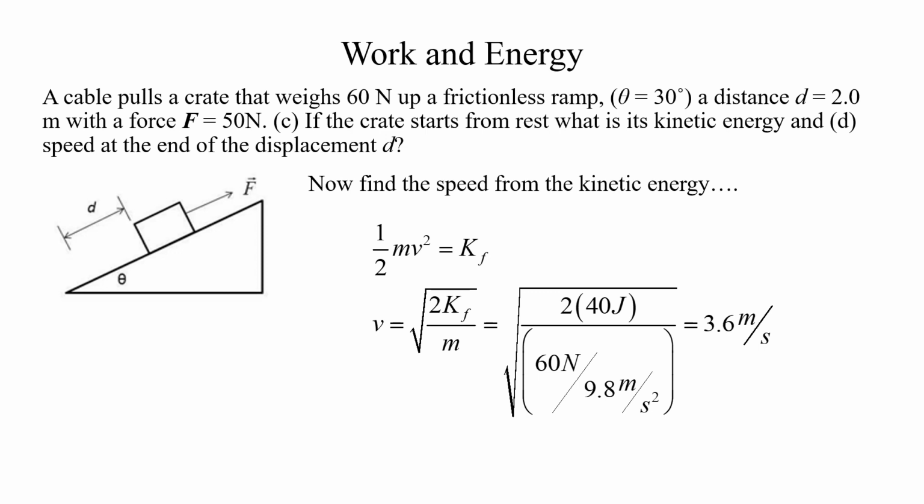Well, the mass, of course, was not given. We were given the weight as 60 newtons, but weight, of course, is equal to mg. So the weight divided by g will give me the mass. So when I plug in the numbers, the final kinetic energy was 40 joules, so times 2 divided by 60 newtons over 9.8 for g, and we get 3.6 meters per second. Okay, so that solves this problem. All right, so that will be the end of this video. In the next video, we'll do some more examples of work and kinetic energy.